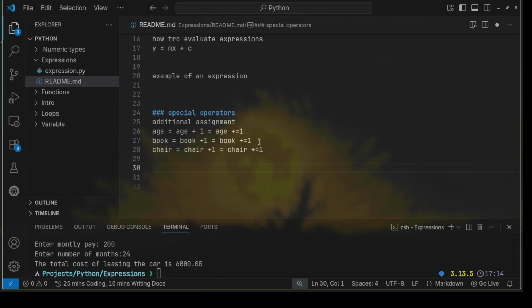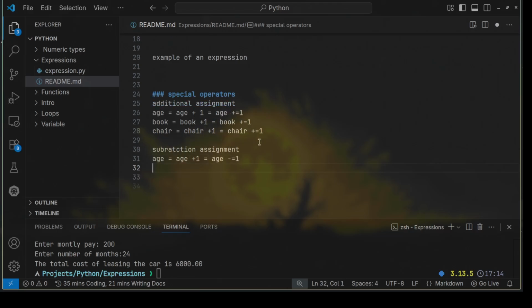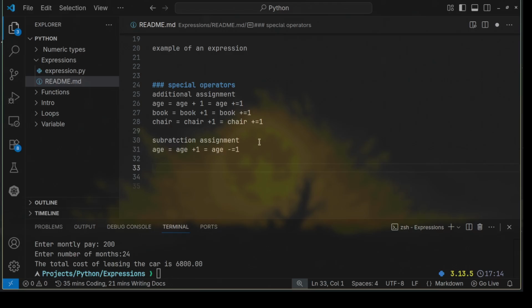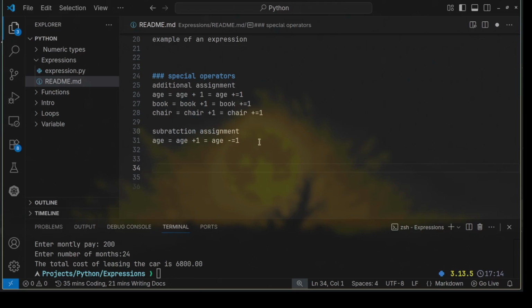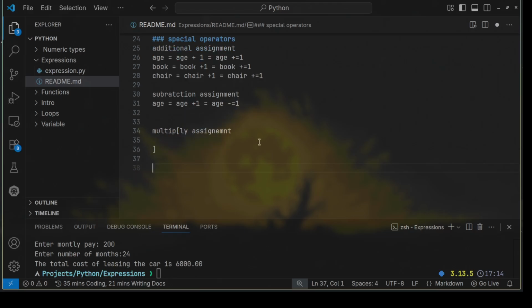The addition assignment, the subtraction assignment is the same. Subtraction. So whereby we say age is equals to age minus 1, this will equate to age minus is equals to 1. And the same for the rest. You can write the rest for yourself. Multiplication. Here I'll just do one example and then we'll do the rest. I'll do it for book.